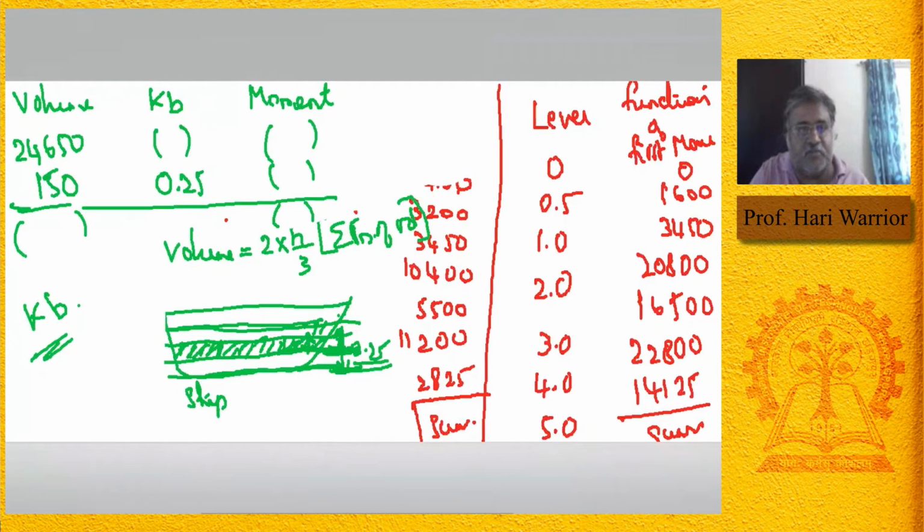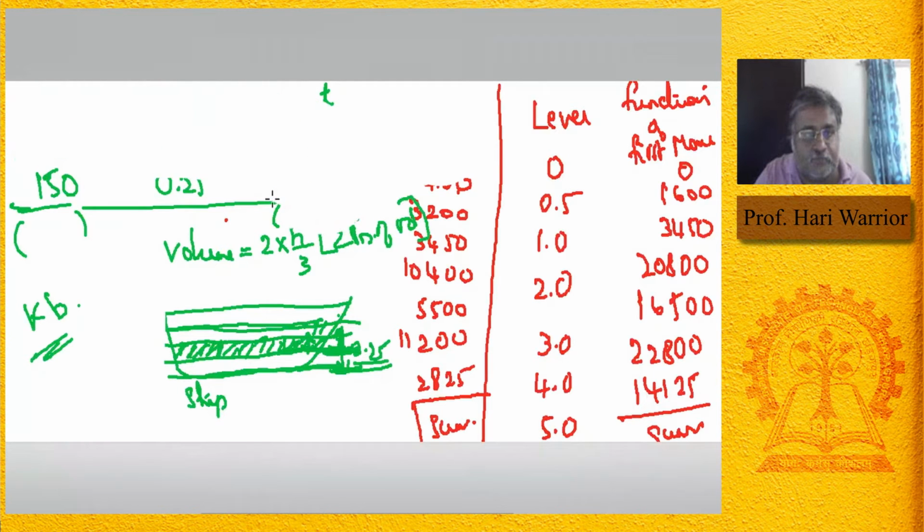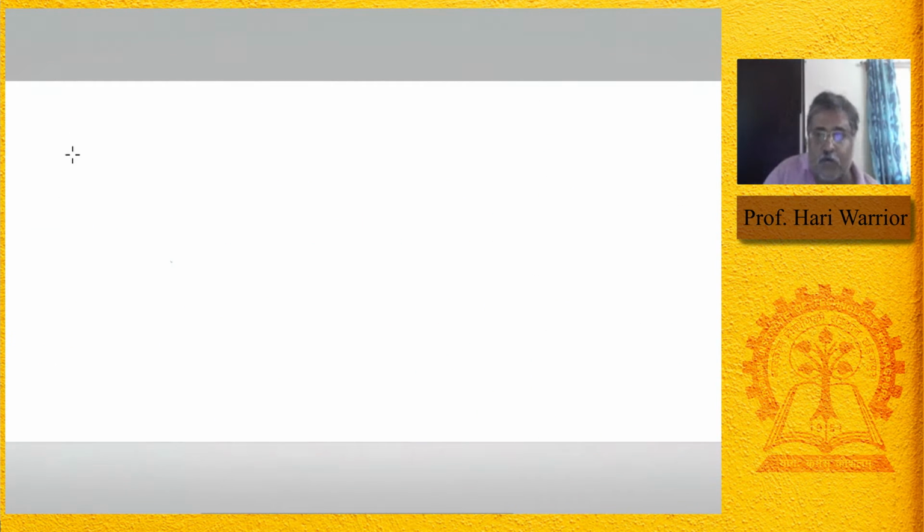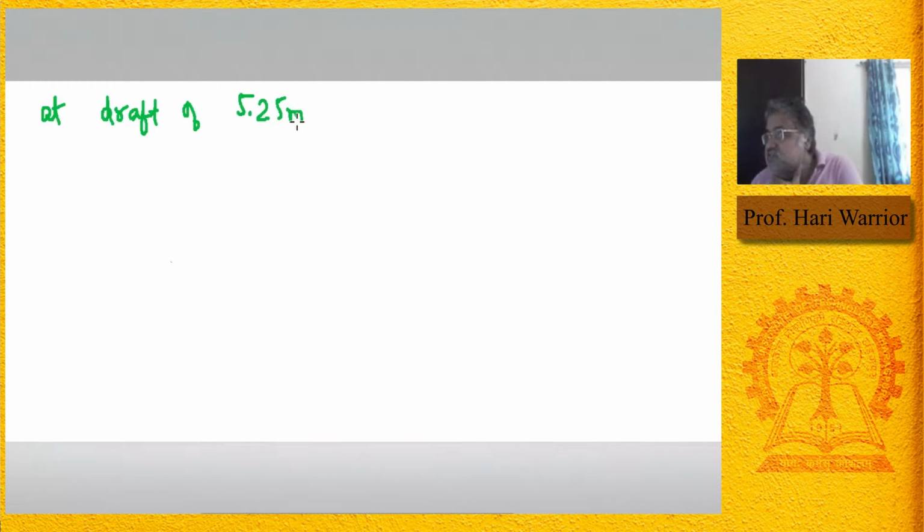There is a second part to this problem, which is basically based on this only. Still, we'll see. Okay, then it says that at a draft of 5.25 meter, the vessel has the following half ordinates of water plane commencing from aft.